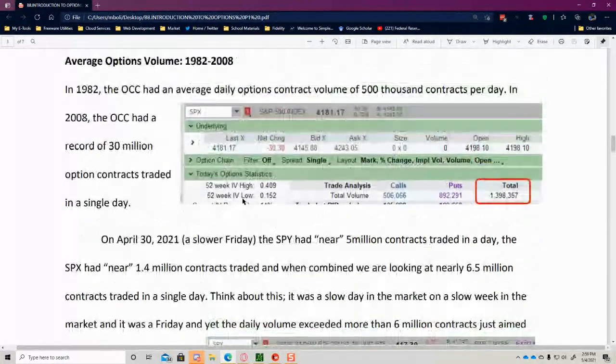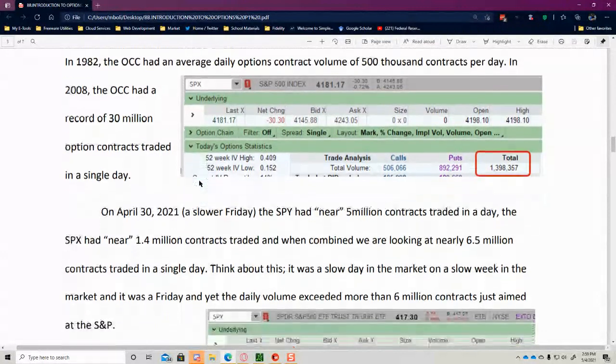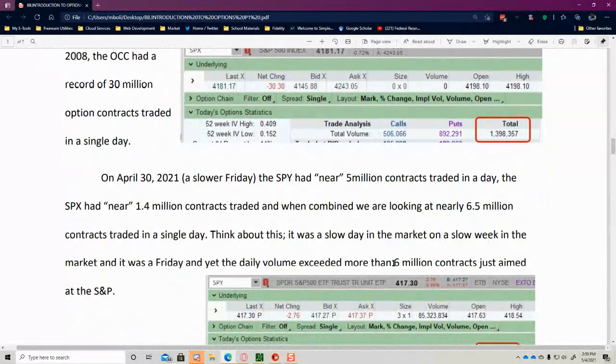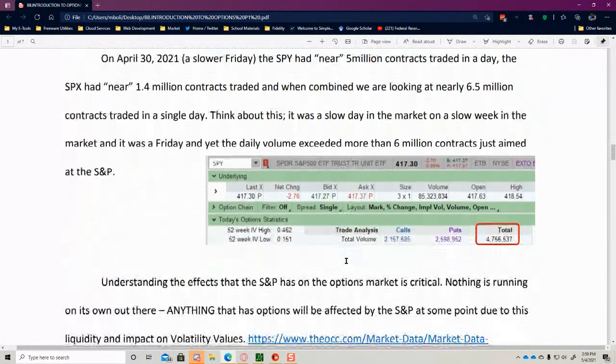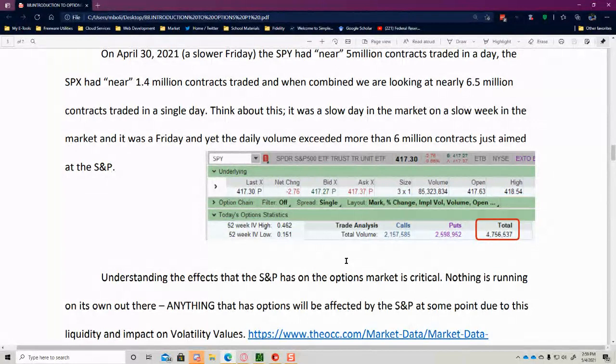So if the entire marketplace is trading around 30 million contracts in a day, and over 6 million of that all came from SPY, it stands to reason that SPY is impactful in the marketplace, right? The S&P. But it's more than that. It's not just the liquidity. It's way more than that.